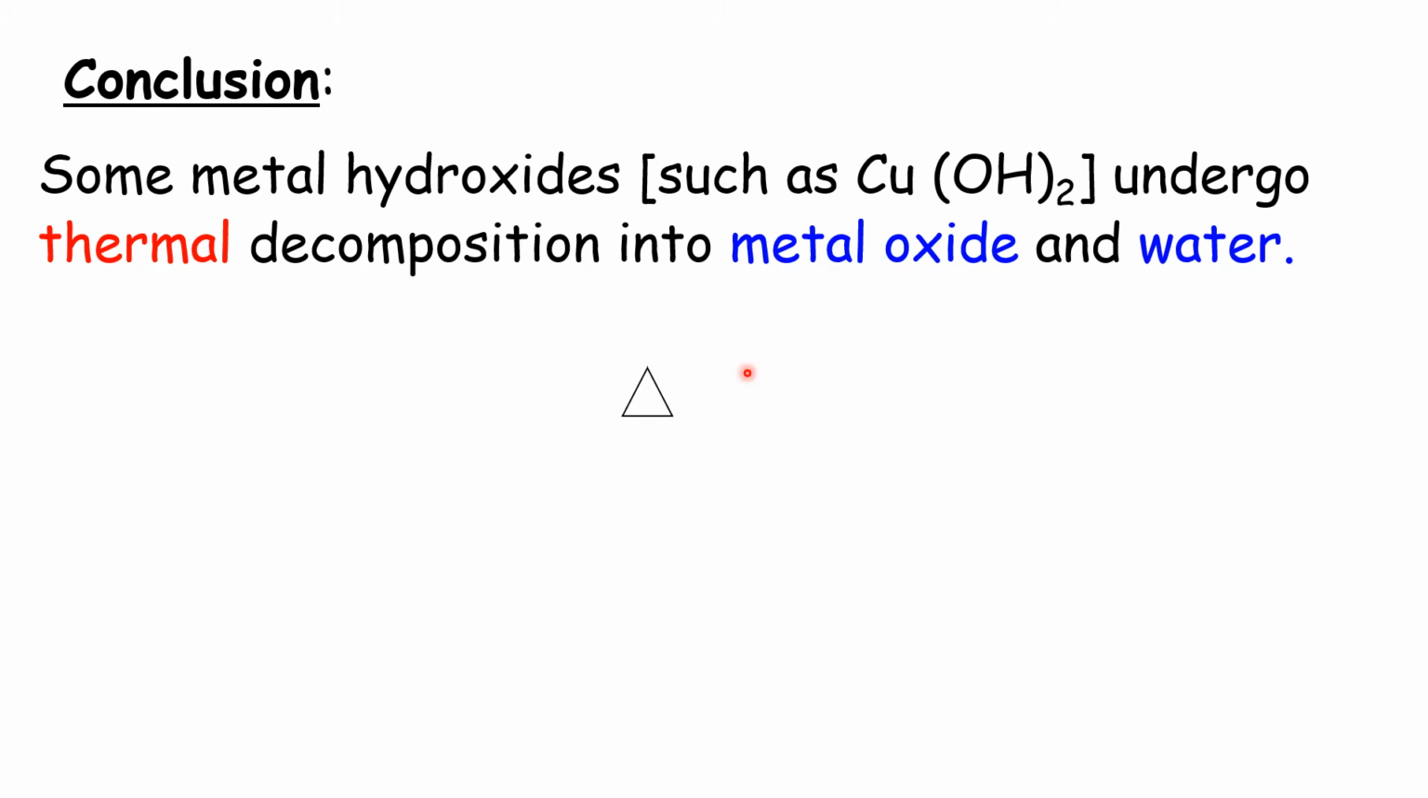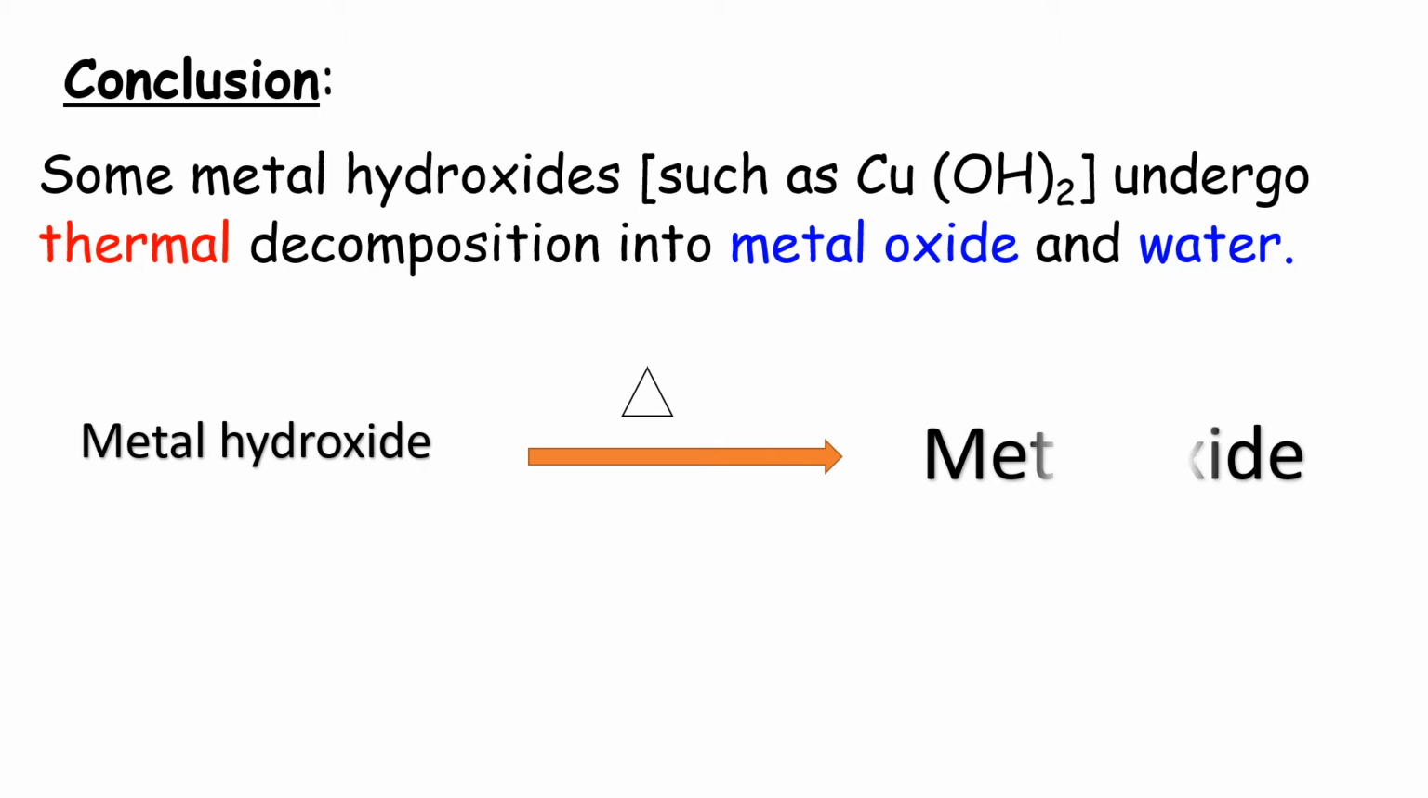Conclusion: some metal hydroxides, such as copper hydroxide, undergo thermal decomposition into metal oxide and water. So the hydroxides decompose into metal oxide and water. Metal hydroxide decomposes into metal oxide and water.